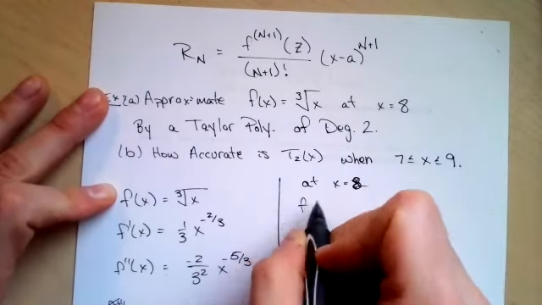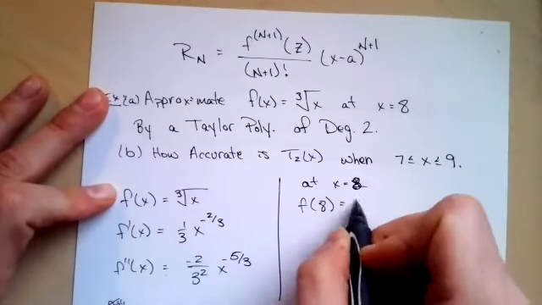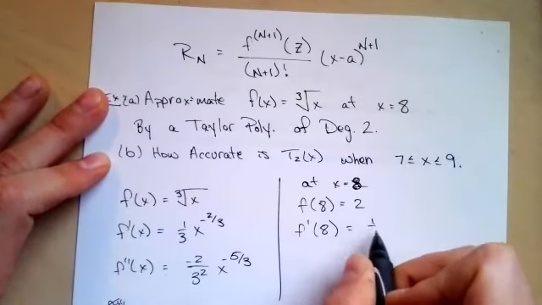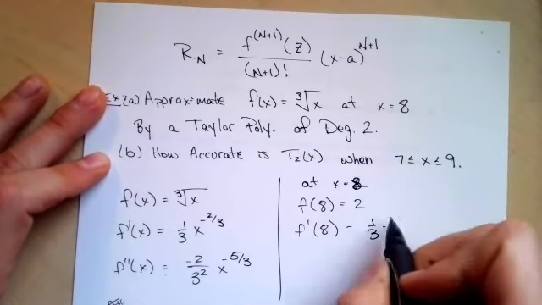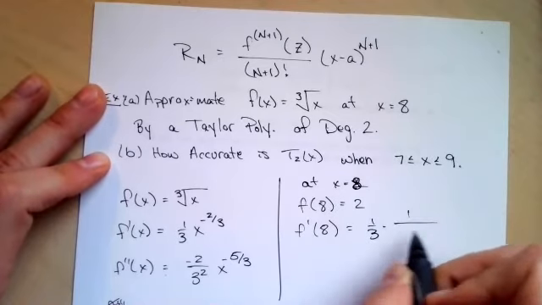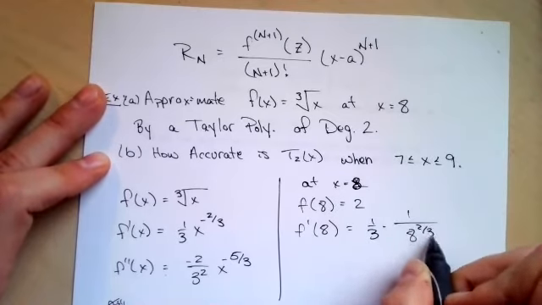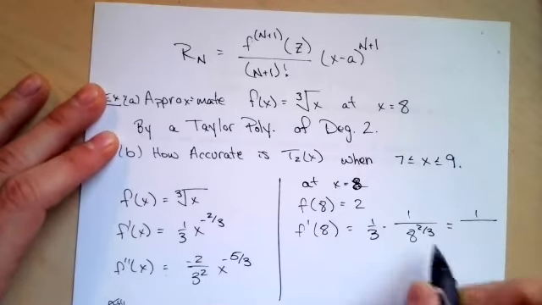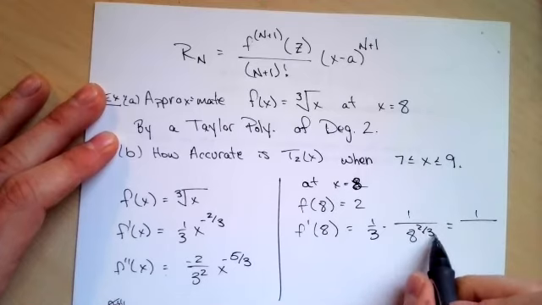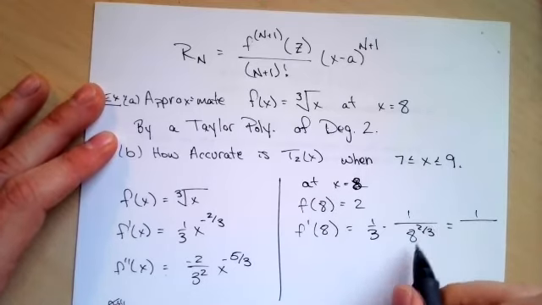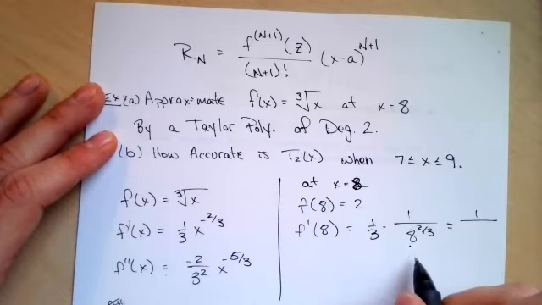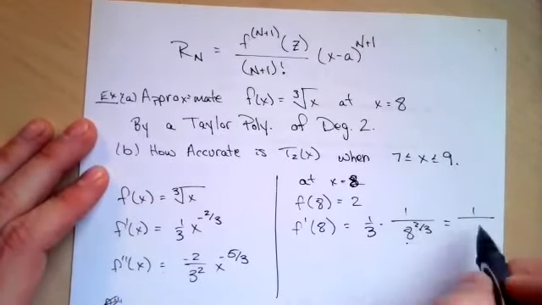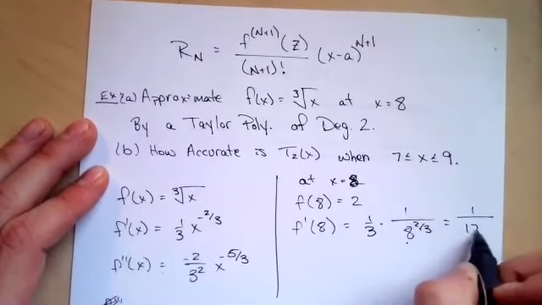And what are we going to get? F of 8 is 2. F prime of 8 is 1/3 times, let's write it as 1/8 to the 2/3. 8 to the 2/3 is 4. I always do the roots first. Anytime you have fractional exponents that you're evaluating, do the roots first, especially if you can. So 8 to the 1/3 is 2, then square it, gives us 4. So that'll give us 1/12.